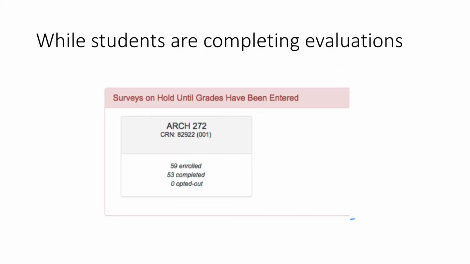Now, for the faculty, during the evaluation period, which is during the last several weeks of the semester, when you go in you could see, for example, if you're teaching Architecture 272, that there are 59 students enrolled and 53 have completed and 0 have opted out. So you can get a sense of how things are going.